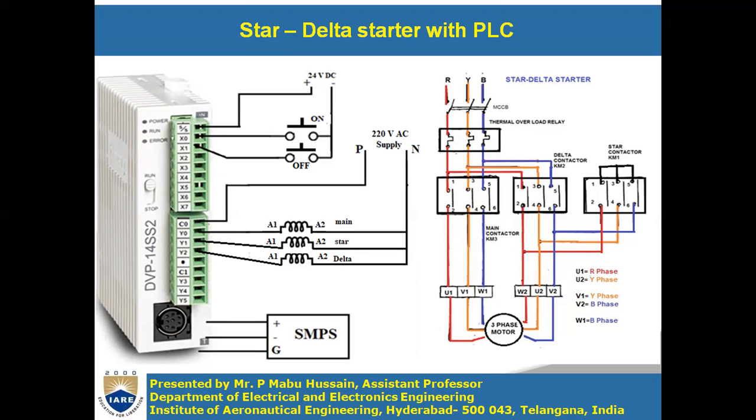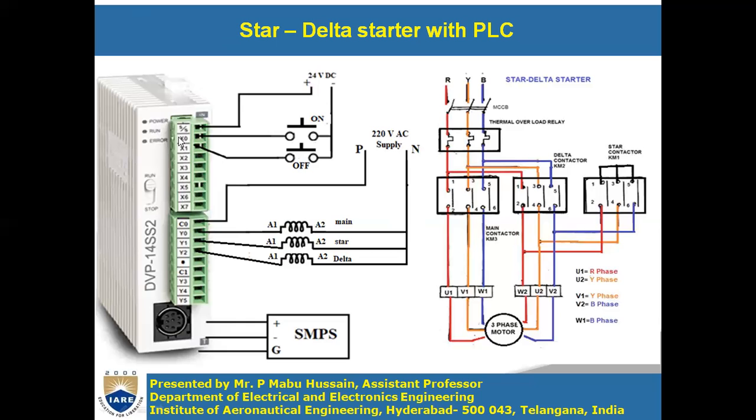Okay, this is how the operation will be done. For the star delta starter to work, what is the procedure? Here we are going to use 2 push buttons, which are normally open push buttons. One is used for on, another is for off, or you can say start and stop. This on button is connected to X0 and the off button is connected to X1.